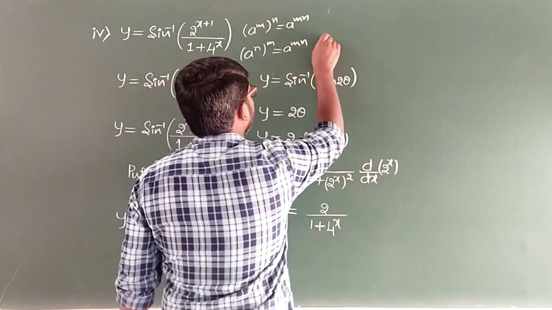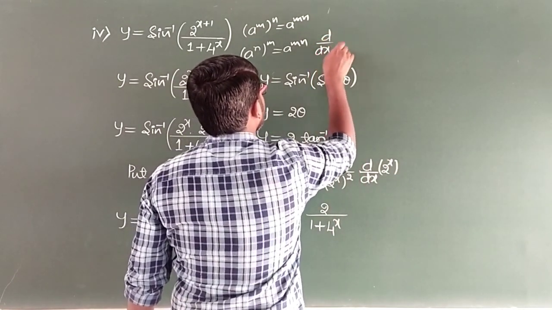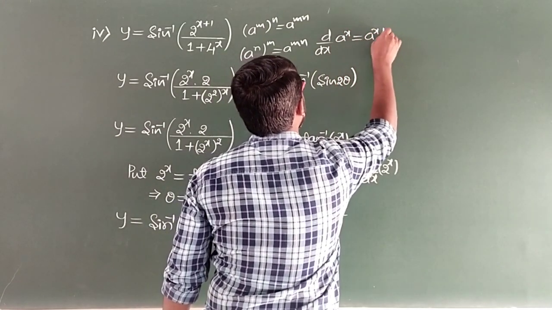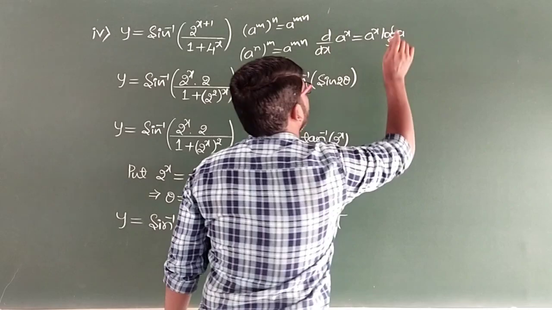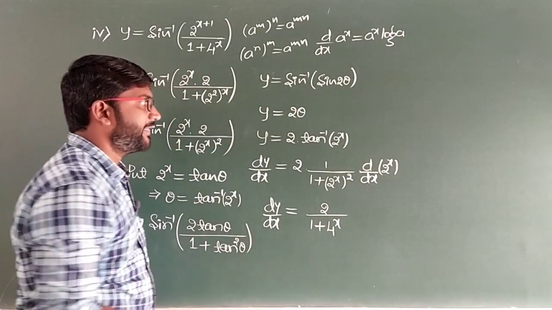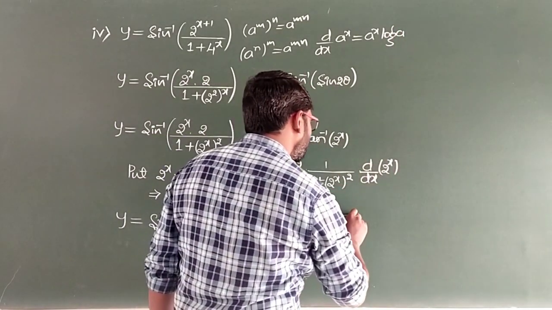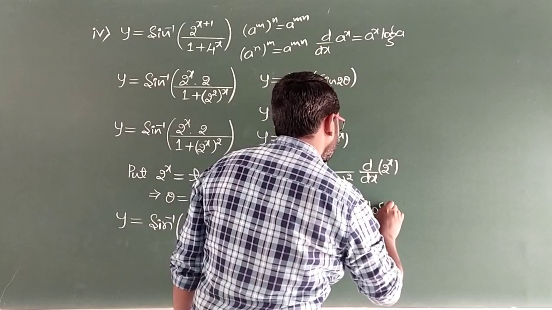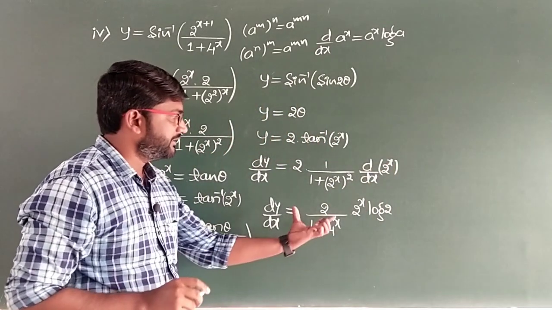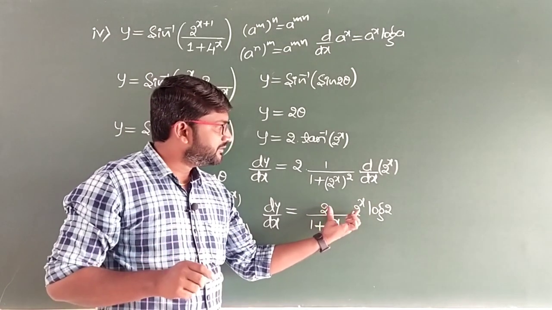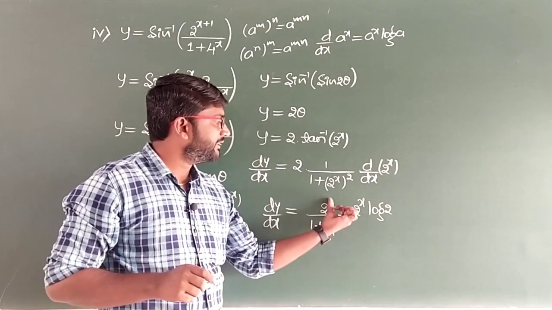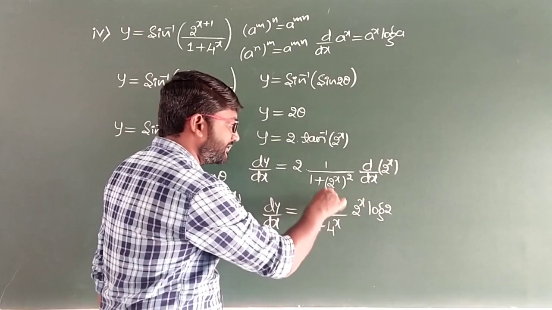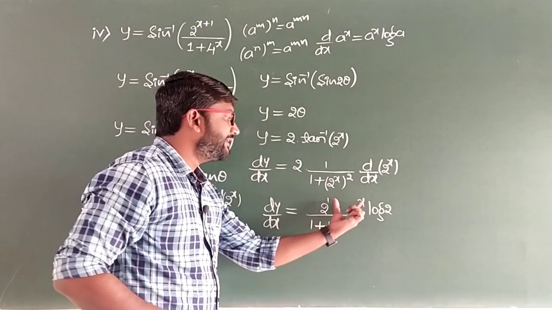We have the standard formula d by dx of a power x which is equals to a power x into log a. Here, in place of a we have 2, so it should be 2 power x into log a, that is log 2. See how these two are written. This can be written as a power m into a power n can be written as a power m plus n. Here the power 1 is there, so these two powers will be added up.